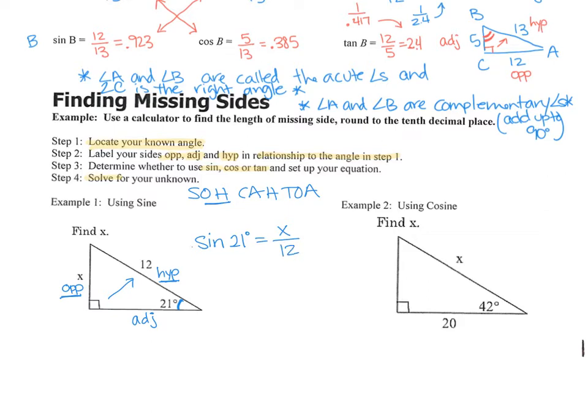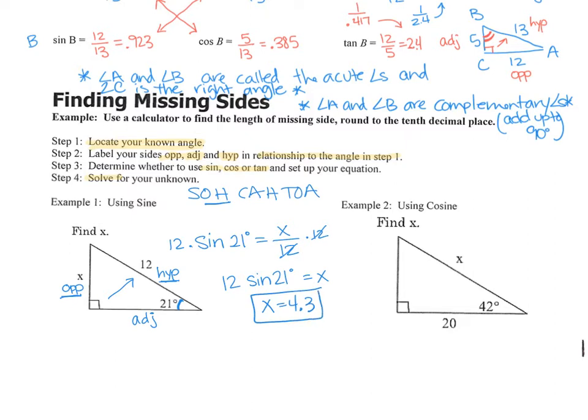This is an equation. I'm now going to solve this equation for x. I'm going to multiply by 12 to get the 12s to cancel. I'm going to multiply by 12, and I find that 12 times the sine of 21 degrees is equal to x. So on our calculators, we'll find the sine of 21 degrees, we'll multiply by 12 and get x equals 4.3.